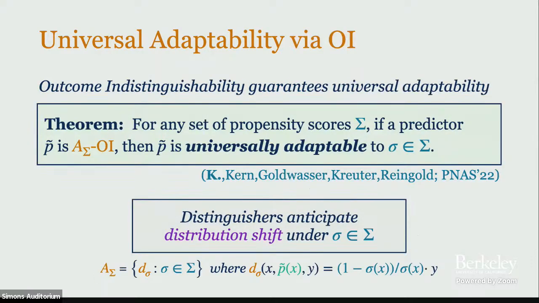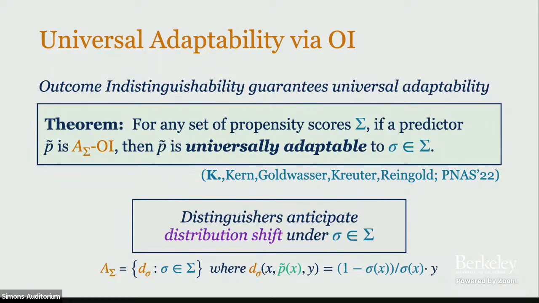What we show is that whether you call it outcome indistinguishability or multi-calibration, it is capable of guaranteeing this universal adaptability. I'm not going to write the formal definition of universal adaptability right now. Maybe we'll see it in Christoph's talk. I'm not sure. But basically what it says is that this imputation estimate using this predictor p tilde will be competitive with the target-specific propensity reweighted estimate. If you understood what that means, great. If not, no worries. Basically, it gives you some sort of shift robustness.